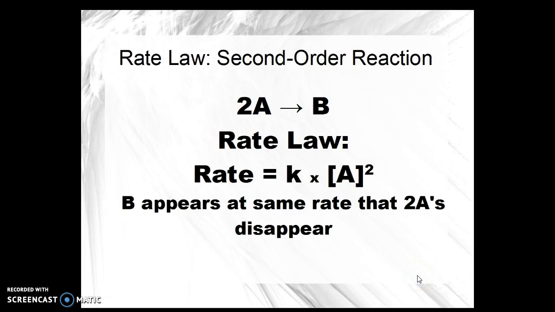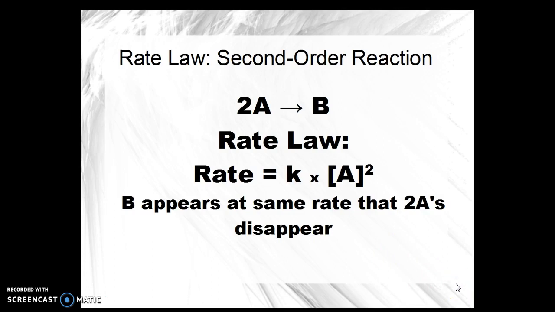This is a discussion of rate laws for what we call second-order reactions. In these reactions, two molecules of A are colliding to form one molecule of the product B. The rate law we ascribe to this is the rate is equal to a constant times the square of the concentration of A. That is, B is appearing at the same rate that two of the A's are disappearing.